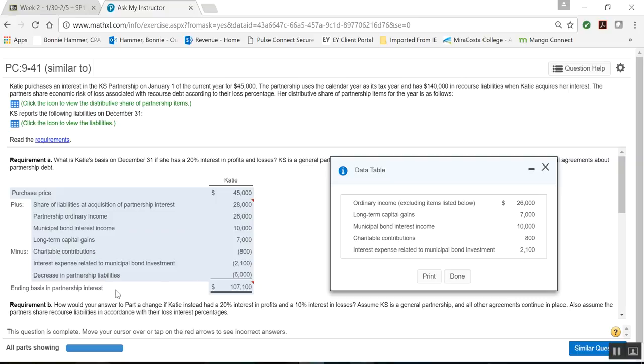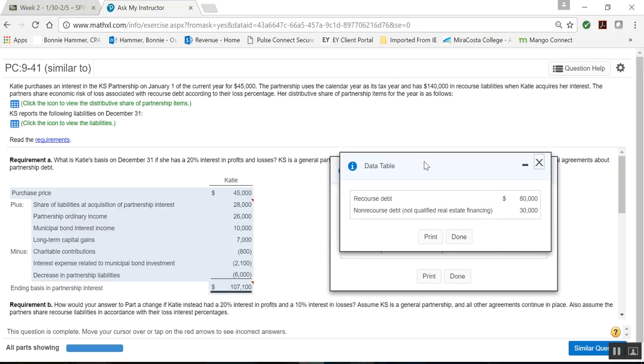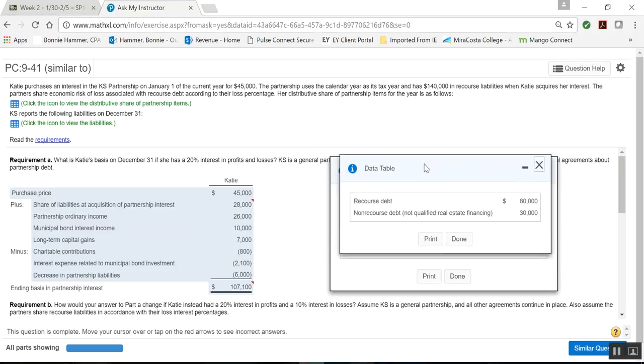And then there's a decrease in the liabilities. Where do I get this from? I open up this, and this is the liabilities as of the end of the year. At the beginning of the year, the liabilities were $140,000. At the end of the year, they're 80 plus 30. Notice that at the beginning of the year, there was no non-recourse debt. There was only recourse debt of $140,000. But at the end of the year, the non-recourse debt has come into being. So at some time during the year, it increased by 30,000 from 0 to 30. So at the beginning of the year, the non-recourse debt was 0. At the end of the year, it was 30.